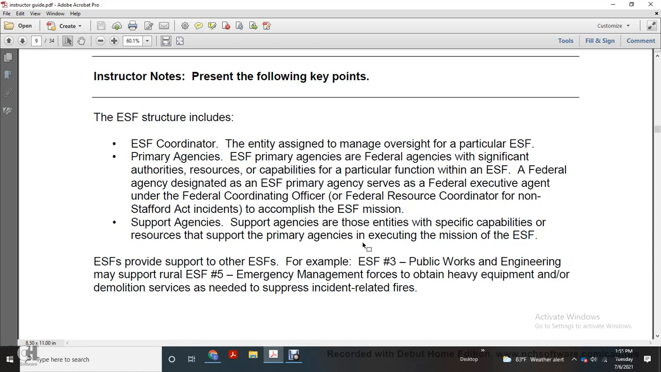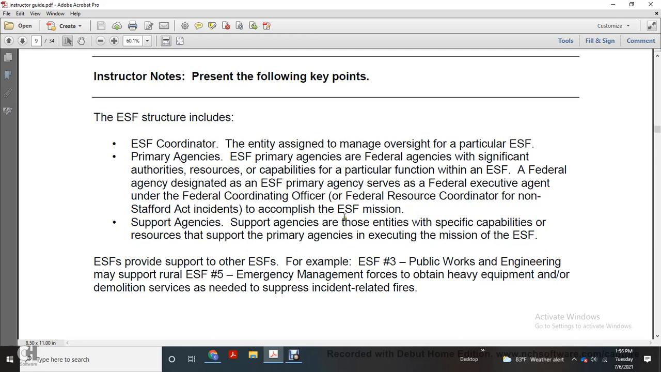Primary agencies and emergency support functions: a primary agency is a federal agency with significant authority, roles, and capability for a particular function within the emergency support function, designated for that emergency support function. The primary agency serves as the federal executive agent under the Federal Coordinating Officer, or Federal Resource Coordinator under the non-Stafford Act, to accomplish the emergency support function mission.